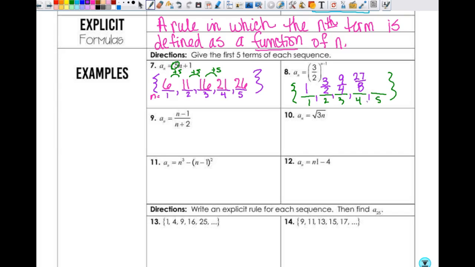Then when I substitute in 5, I get 3/2 to the 4th power. Well, taking something to the 4th power is just squaring it and squaring it again, right? Wasn't this that squared? So you get 81 over 16. Everybody okay with that? Any questions at all? All right.